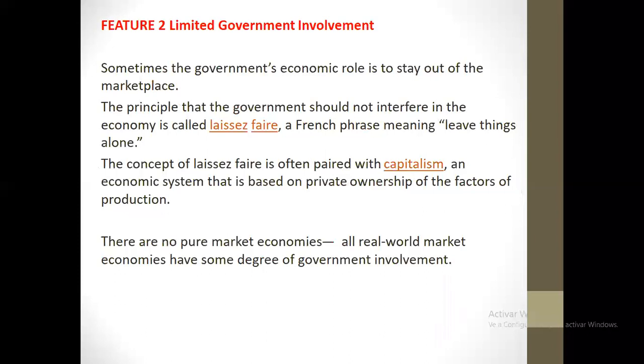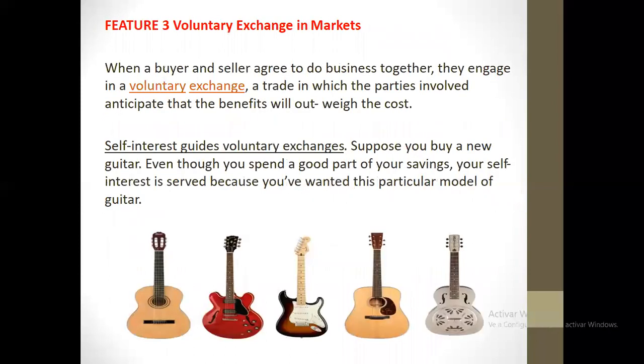Now, the concept of laissez-faire is often paired with capitalism, an economic system that is based on private ownership of the factors of production. There are no pure market economies. No hay una economía de mercadeo puro. Ni siquiera tampoco de command. Tampoco existe puro. ¿Ya? All real world market economies have some degree of government involvement. Siempre el gobierno tiene que tener un grado de participación para administrar o ayudar a que todo se mantenga sin problemas.